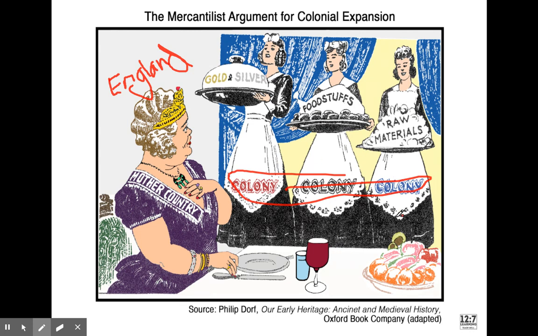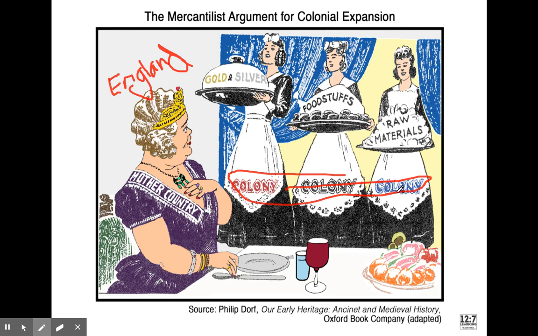And then you have the colonies who are like, here, have gold and silver, have some food, have some raw materials. We're here to serve you. You just be seated. And they're wearing like maid outfits. So do you see this? How England is sitting pretty, getting all these things. They're wealthy, life is good. And who is serving them? The colonies. They're serving them with everything that they could possibly want.